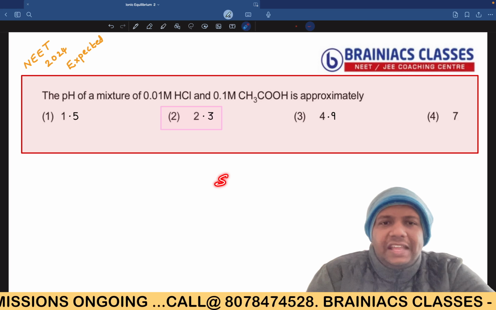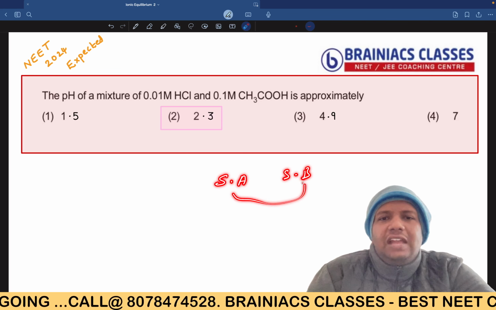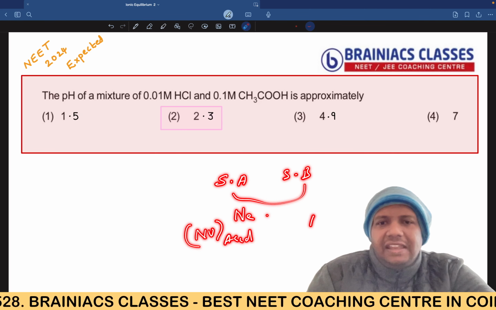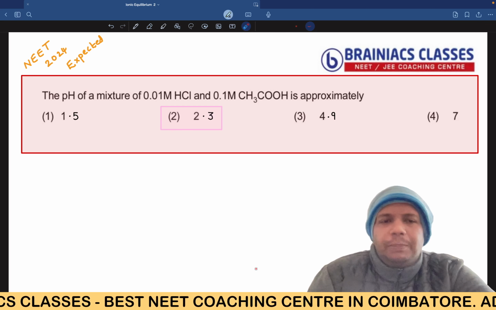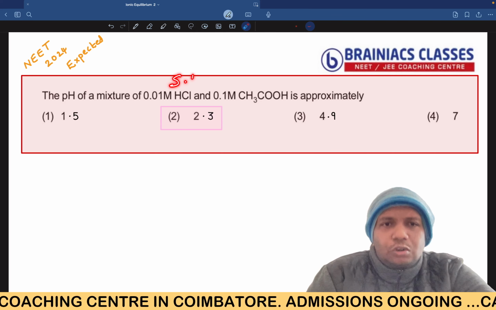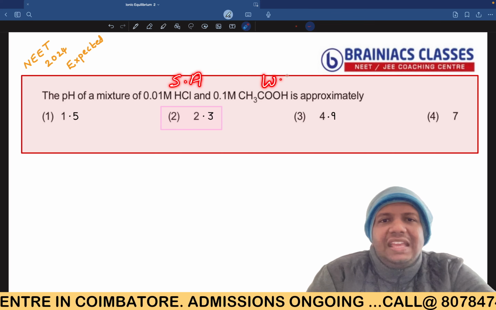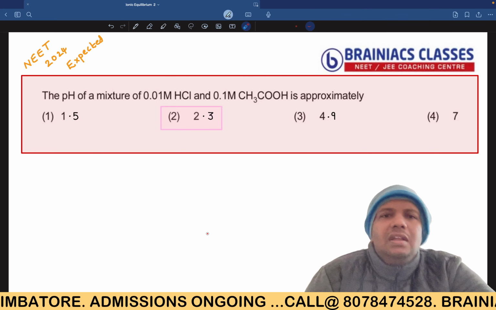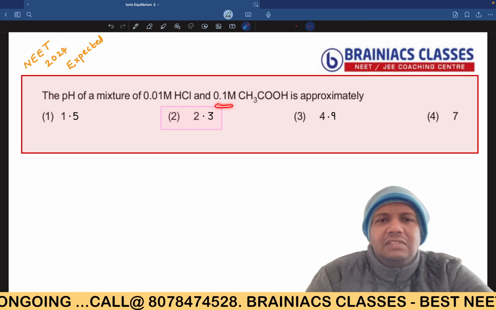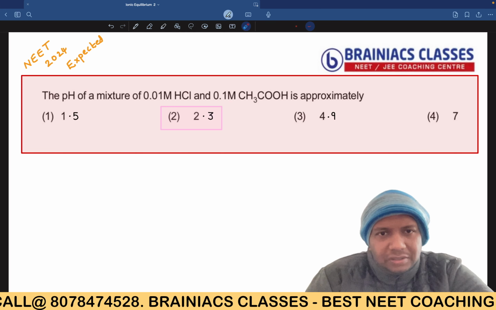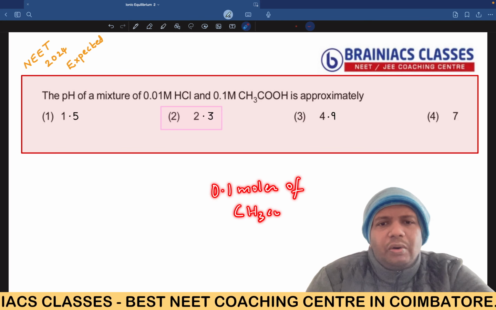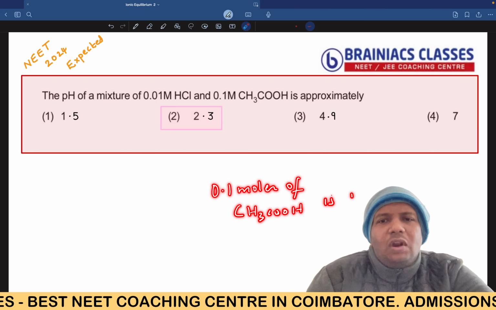In the previous question, we took a strong acid and strong base. For that, we did the neutralization reaction, that is NV of acid we calculated and NV of base we calculated, and we calculated the pH. But here I am not following that approach. Why? Because here you have a strong acid and a weak acid given. A weak acid, what is the peculiarity? It states that it is a 0.1 molar solution, that means 0.1 moles of CH3COOH is present in 1 liter solution.